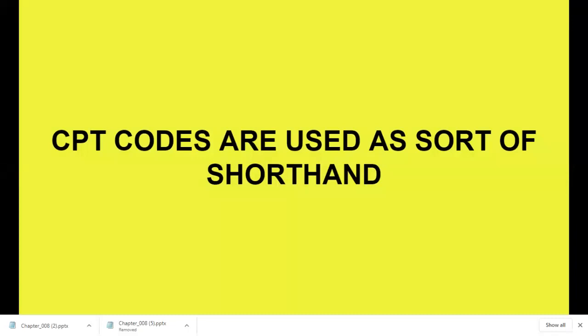CPT codes are used as a sort of shorthand for third-party payers. What are third-party payers? They are insurance companies, right? Here's a bonus question. What is the largest third-party payer in the United States? It's Medicare. That's a very, very important piece of information you need to know. It will be on your NCCT. So Medicare is the largest third-party payer in the United States.